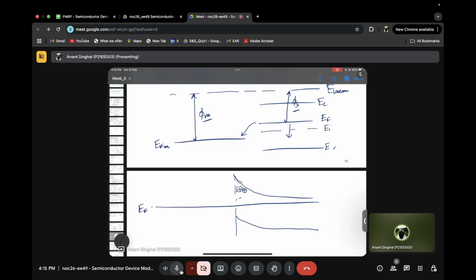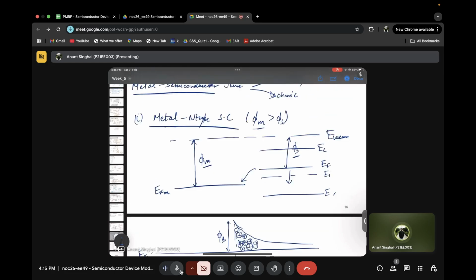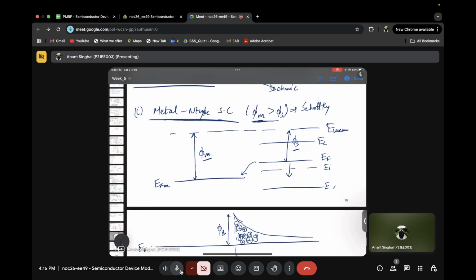So there will be a lot of, because we are talking about N type here, there will be a lot of Nd plus ions. So this barrier is what is causing it to be a Schottky contact, right? So if we take a metal and semiconductor and for the case when phi m is greater than that of phi s, this is nothing but a Schottky contact because it feels a lot of barrier. Is it clear?